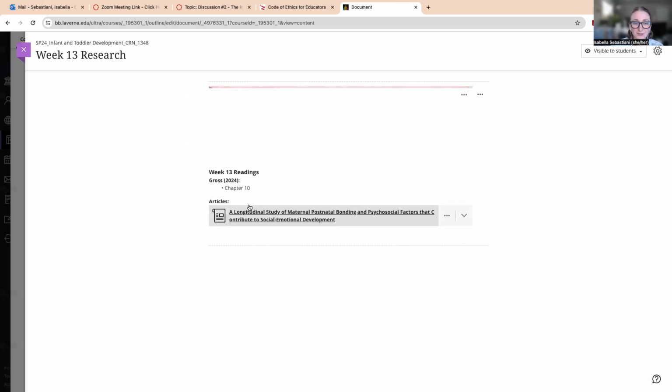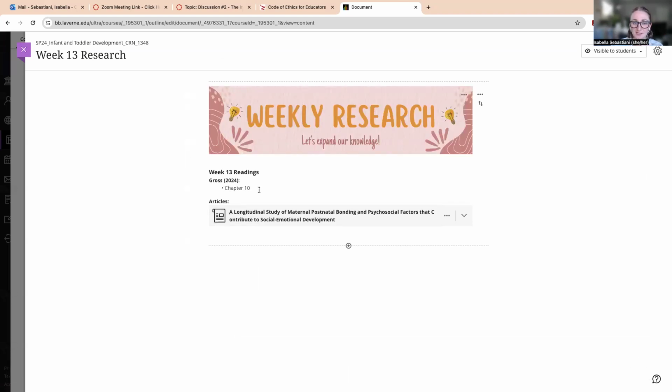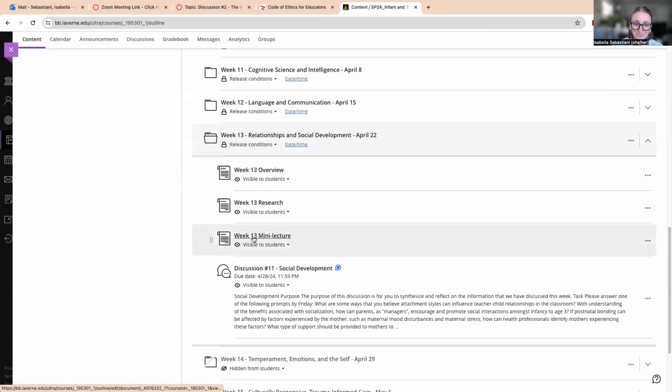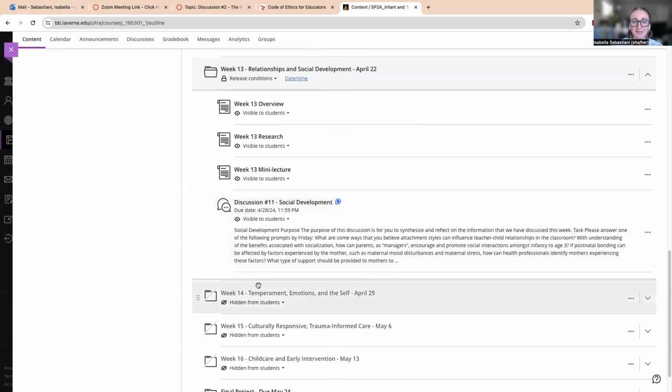For our week 13 research, we have chapter 10 in our textbook, as well as the article chosen by this week's facilitation group, a longitudinal study of maternal postnatal bonding and psychosocial factors that contribute to social emotional development. I know I say this every week, but a very interesting read, and I cannot wait to hear everybody's thoughts on this week's reading. We also have our mini lecture brought to us by our facilitation group. And finally, we have our discussion on social development, in which you are encouraged and invited to answer one of the following prompts by Friday, as well as reply to 2 peers by Sunday as normal.